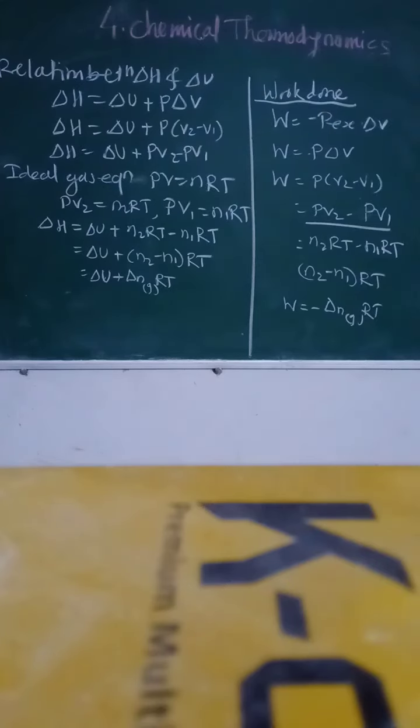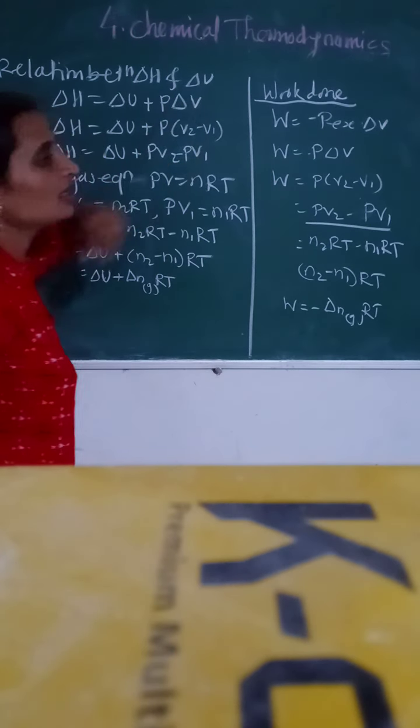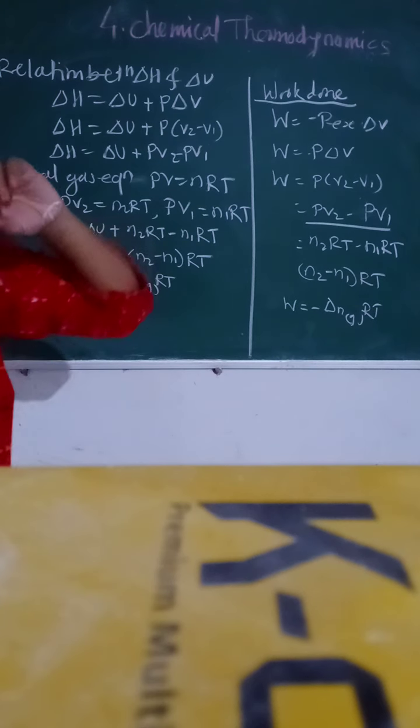Today we start with the relation between delta H and delta U, which we saw in the last lecture: delta H is equal to delta U plus P delta V. For a chemical reaction, we have to study the relationship between delta H and delta U. For solid and liquid phases, the change in volume is a negligible term.